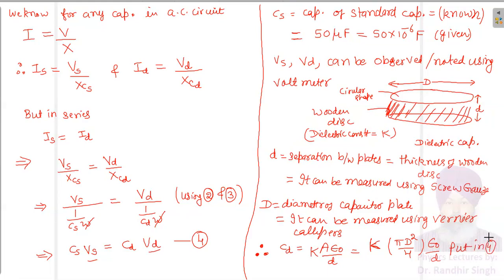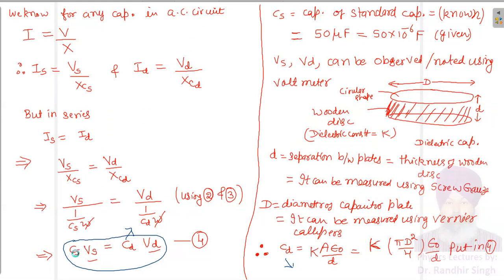So I will go to a new page. If you want to take a screenshot, all students can take a screenshot of this page. Should I go to the new page? Okay, I am going to the new page. Please see this equation number 4, because on the new page I will be using it, as I am inserting the value of CD. Please remember CD is K pi D square by 4 epsilon naught by d. I will insert it here.